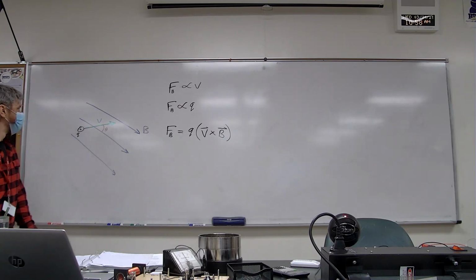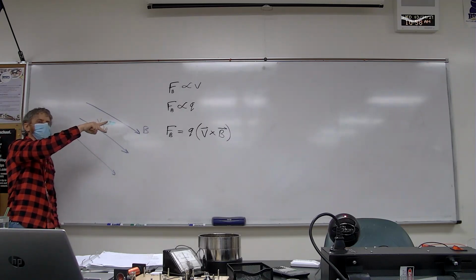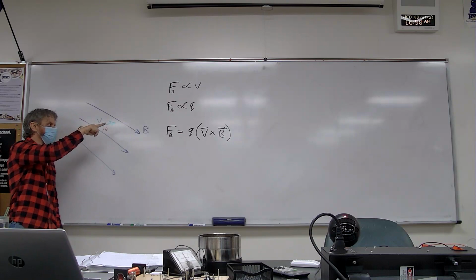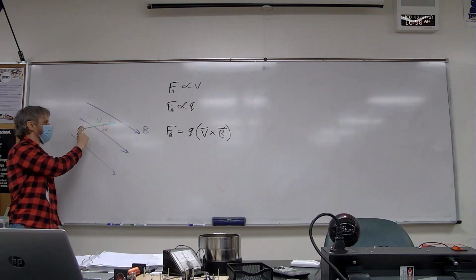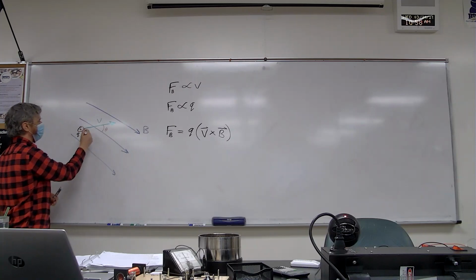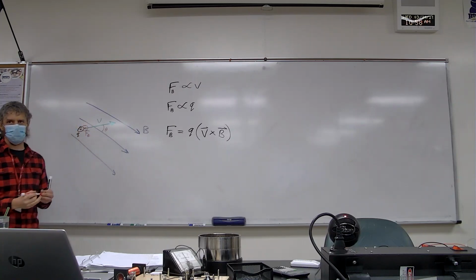Okay. And I can use again the right hand rule. V cross B. Right now it's not a 90-degree angle. V cross B. My thumb still points into the board. So this positive charge here would feel a force, magnetic force, into the board.